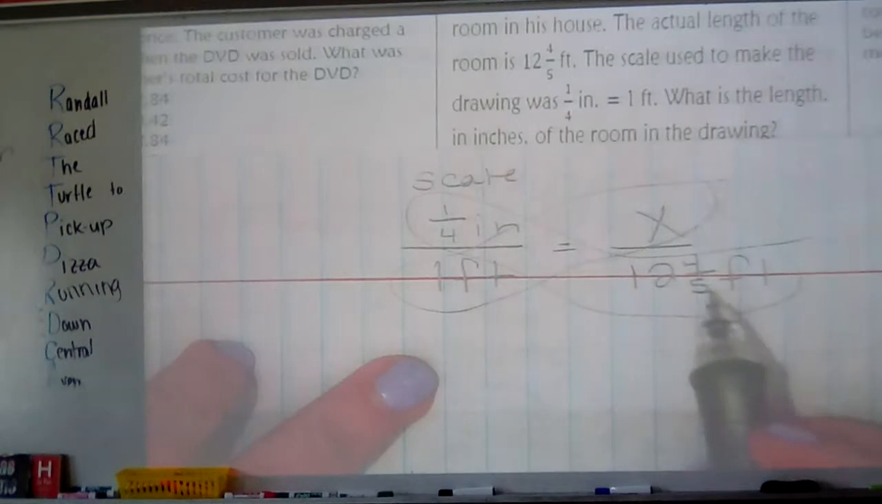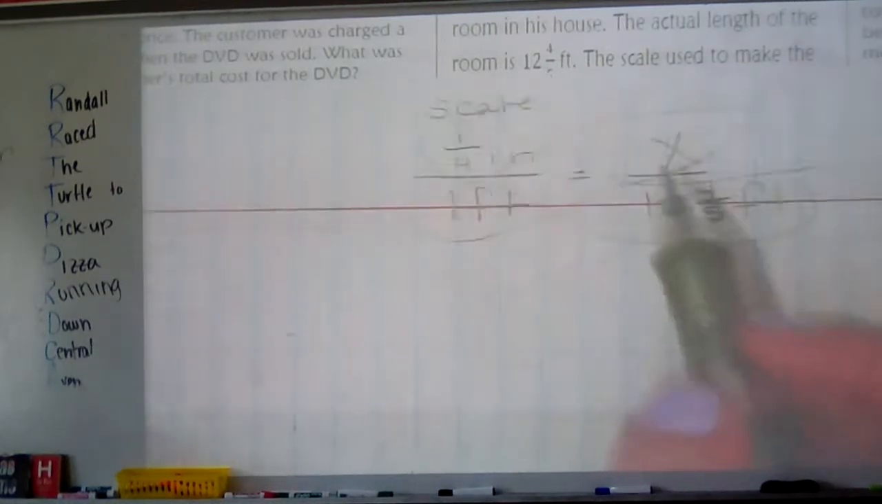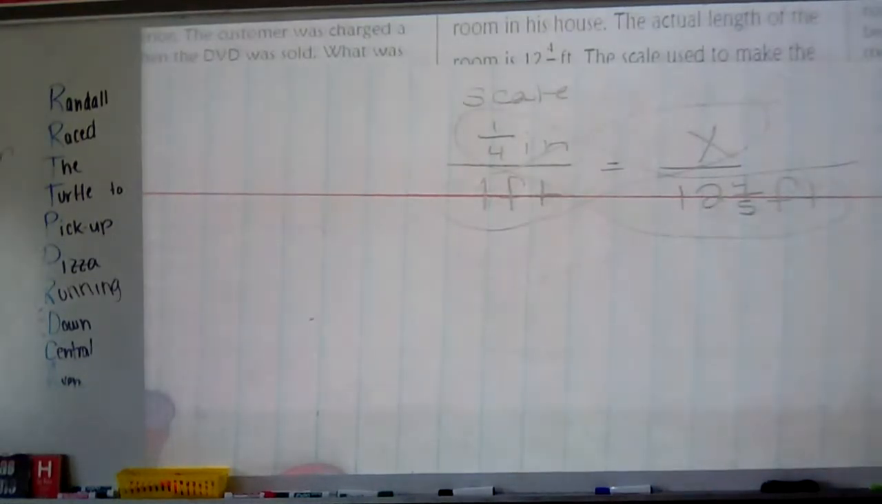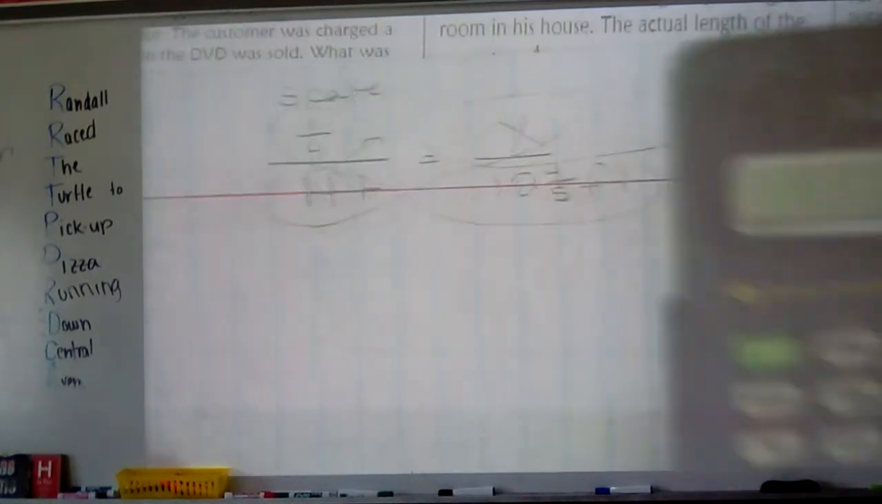Okay, I gotta multiply fractions. We got this. So first of all, I'm gonna turn my 12 and 4/5 into, actually, you know what? We can use our calculator for fractions. This is when we can use our calculator.